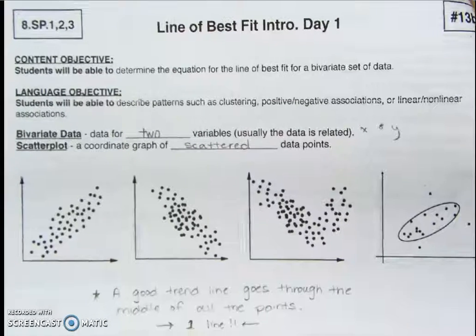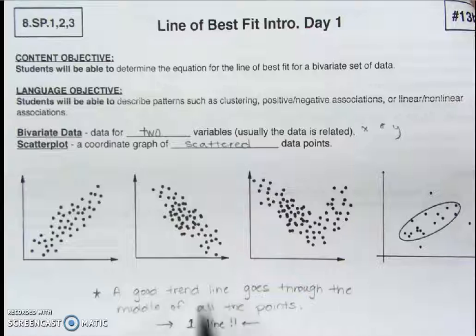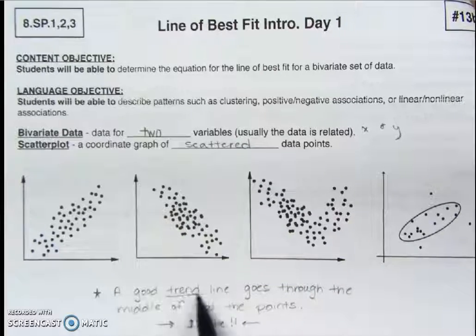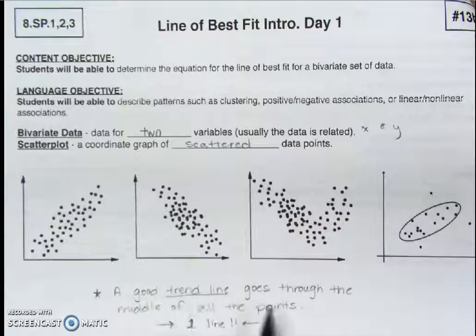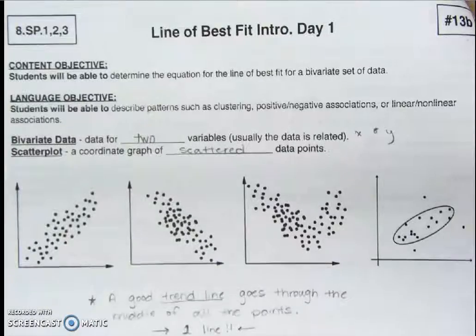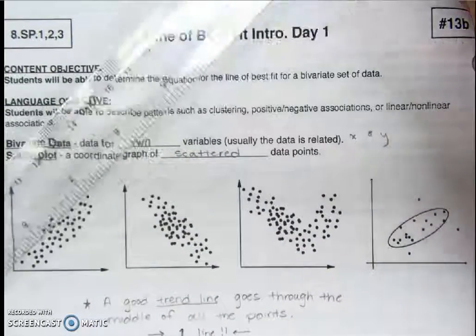And so what we need to make is a trend line. So please write down that a good trend line, it's called a line of best fit or a trend line, goes through the middle of all the points. But it's just one line. So we're not playing dot to dot. We're just going to take our ruler and we're going to try to draw a line through the middle.